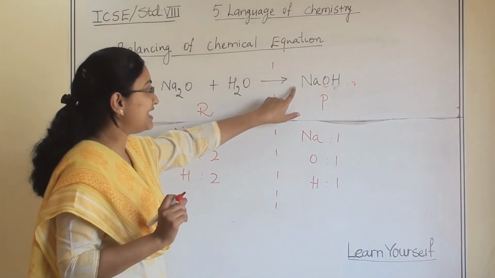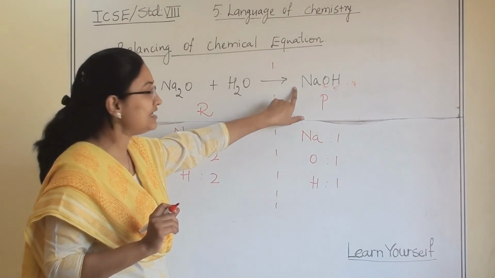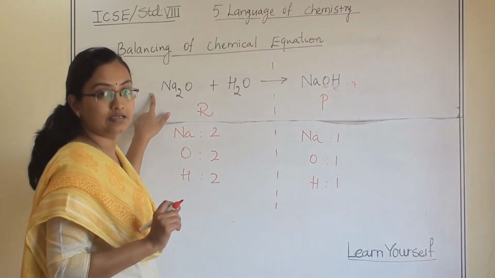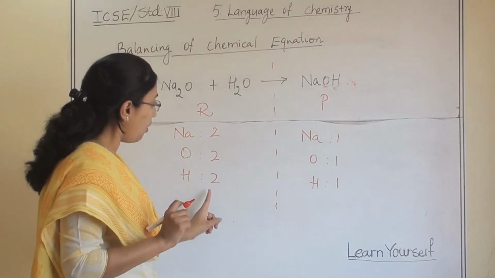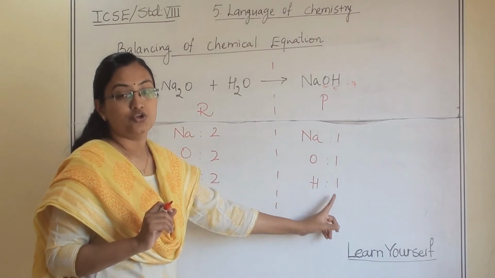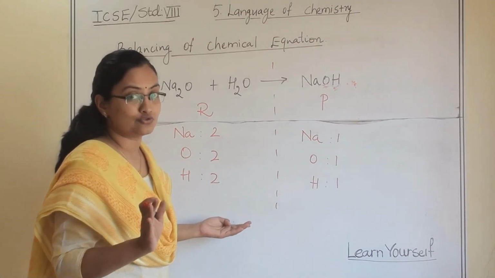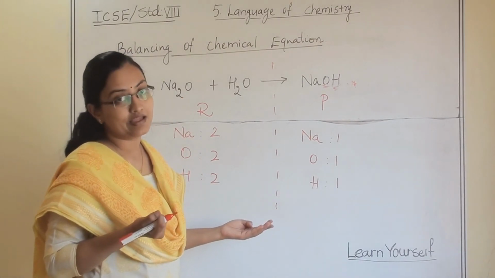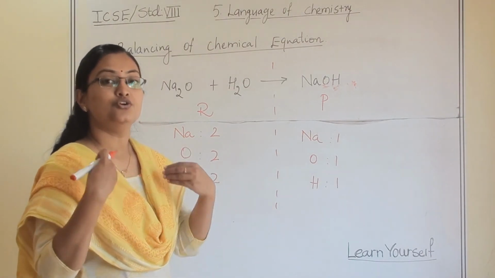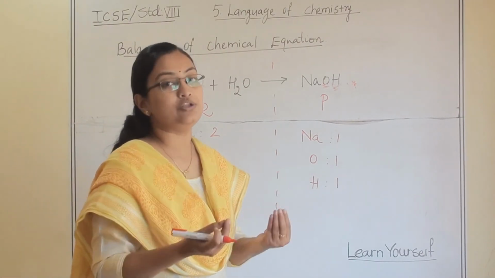Whenever you are balancing, you have to write a number in front of the molecule. If you will see, all are 2 here and all here are 1. You cannot make it less also. You cannot take out any molecule. So the only thing you can do is add a molecule.